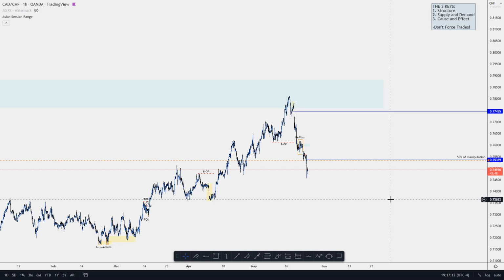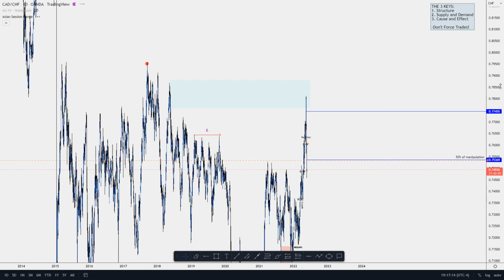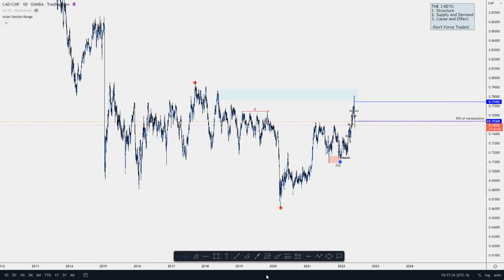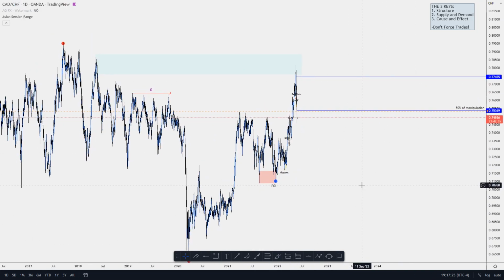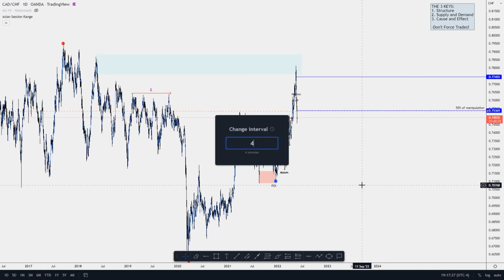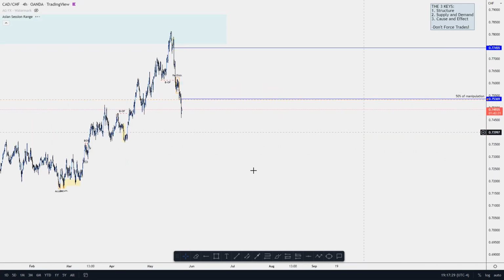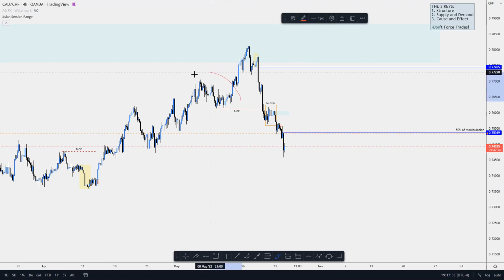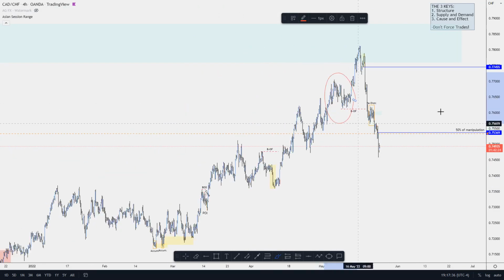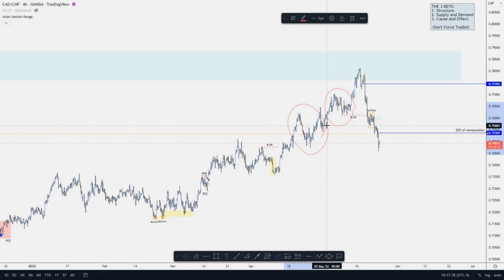Higher time frame, we reached a supply zone. So on higher time frame, we reached a supply zone up here, major supply zone. Now we can see this market is completely going towards the downside, right? We have invalidated this recent demand here. We have invalidated this demand.